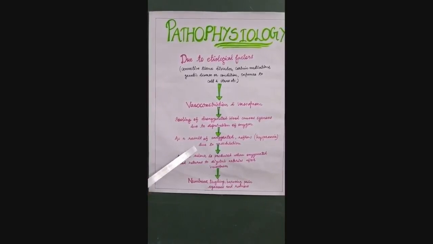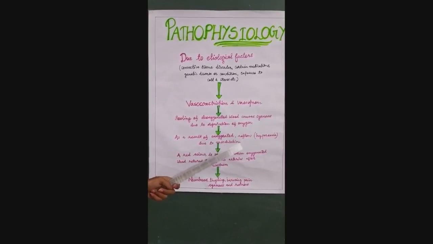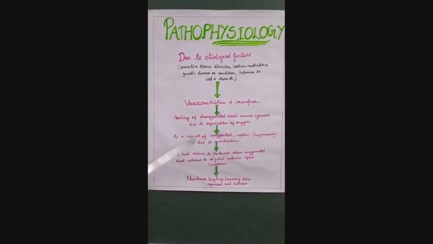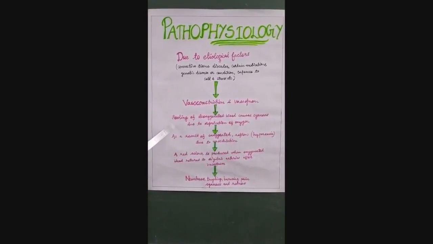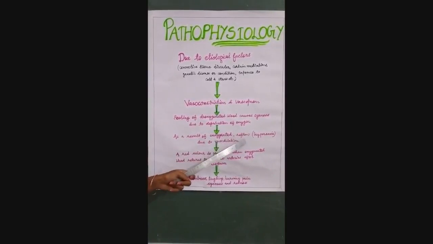There is a result of the aggregated reflow of blood that causes hyperemia due to the vasodilation. After vasoconstriction, there is the vasodilation and that causes the hyperemia.